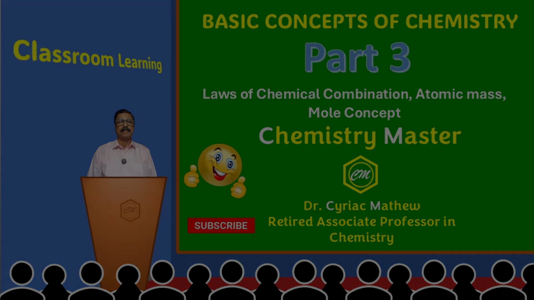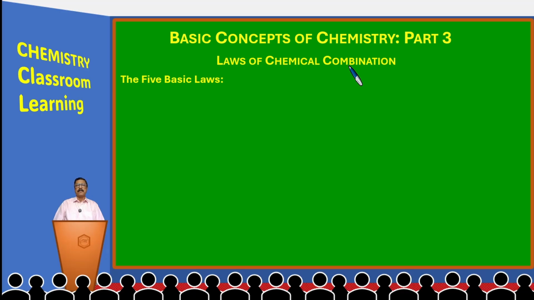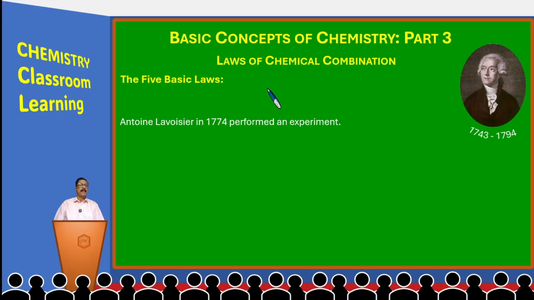Let us start. There are 5 laws of chemical combination. The word combustion or burning is quite familiar to you. You know that it requires the presence of oxygen. But for the earlier scientists, it was a difficult puzzle. They couldn't explain how it occurs, even though combustion was used as early as 1300 CE for extracting iron from iron ore. In 1774, Antoine Lavoisier performed an experiment.